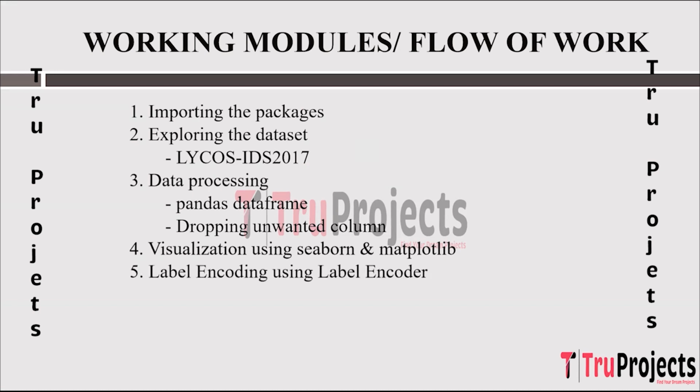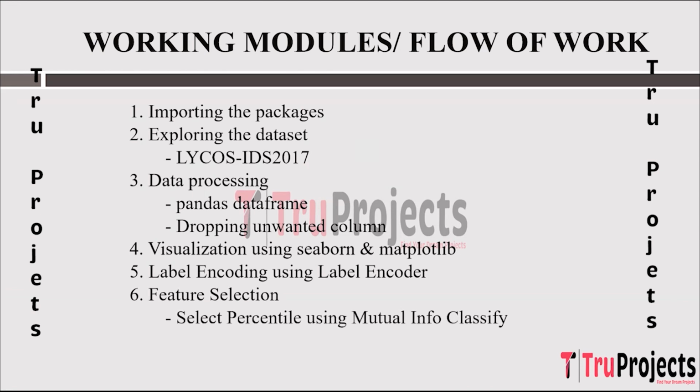Label encoding using label encoder. Label encoding is a technique used to convert categorical data into numerical form, allowing machine learning algorithms to process it. The label encoder from scikit-learn is used to transform categorical variables into encoded numerical values.